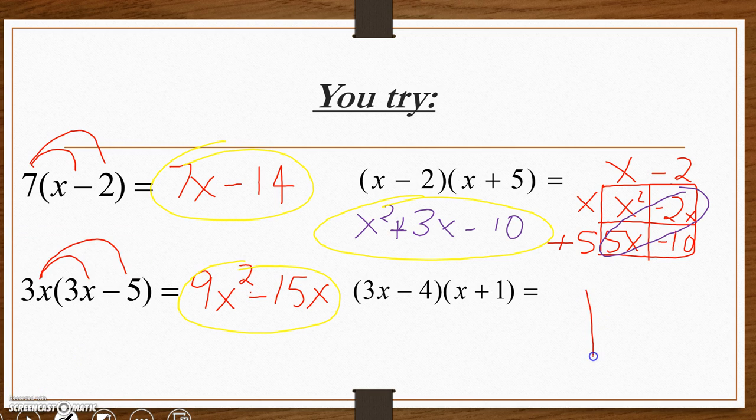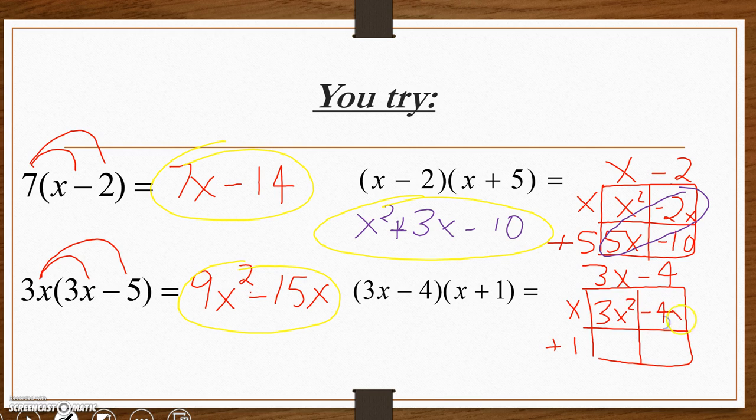Last one. I have 3x minus 4 going up top, x plus 1 down the side. So 3x times x is 3x squared in the first box. The next box, we have negative 4 and x. Make sure you don't forget that minus sign. 3x times 1 is 3x. And the last one, negative 4 times 1 is negative 4.